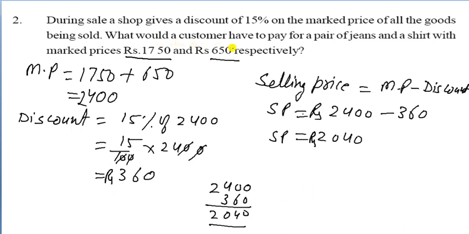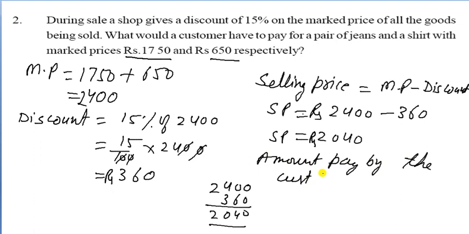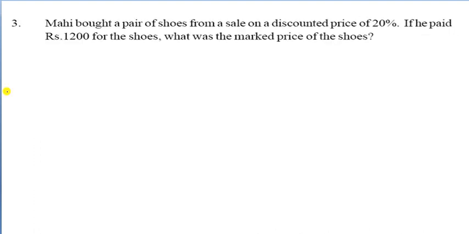What is the question? What would a customer have to pay for a pair? So the amount paid by the customer is equal to rupees 2040. So that will be your answer. Let us see what will happen in the third question.